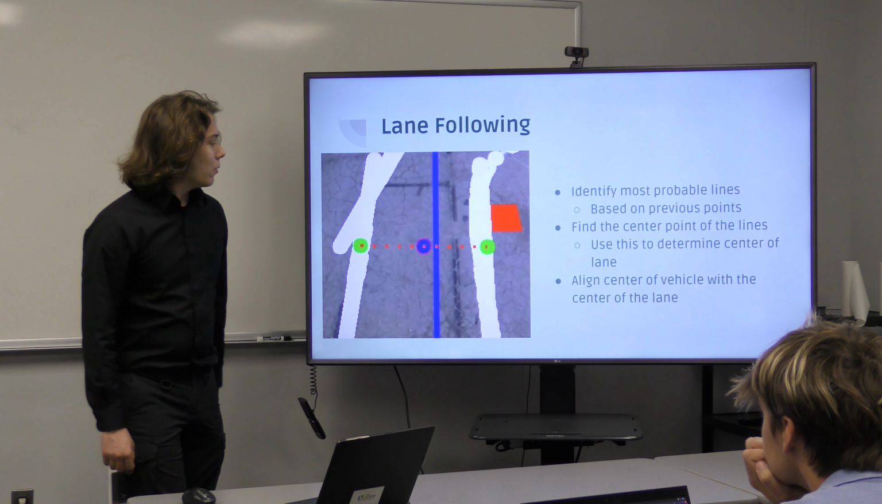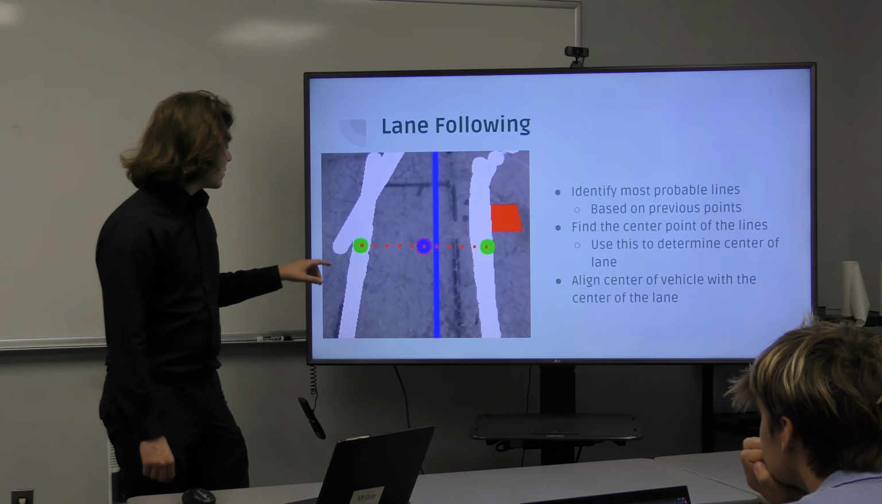The lane following is based primarily on identifying the 2 most probable lines for the lane that you are currently following. It begins with you starting in the center of the lane and identifies the 2 lines that are closest to where it would expect the lines to be. Then, when you begin moving, it bases its new predictions on the most probable lines from the previous lines that you had defined.